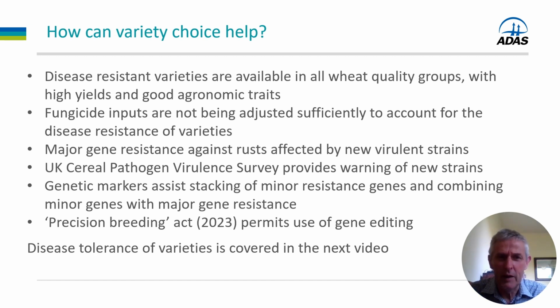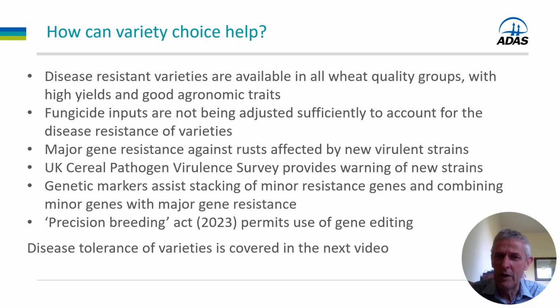So what can we conclude? The nice thing now is that we have really good disease-resistant varieties available in all the wheat quality groups, and those disease-resistant varieties are providing very high yield potential and also good agronomic traits. So this is a major success for plant breeding.